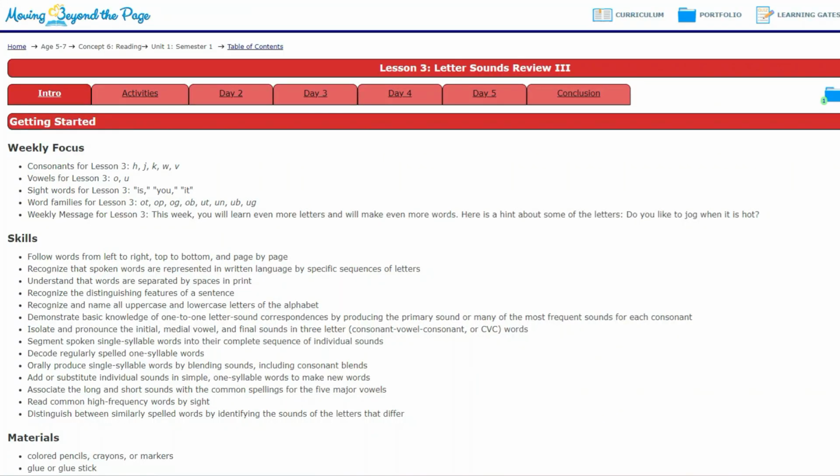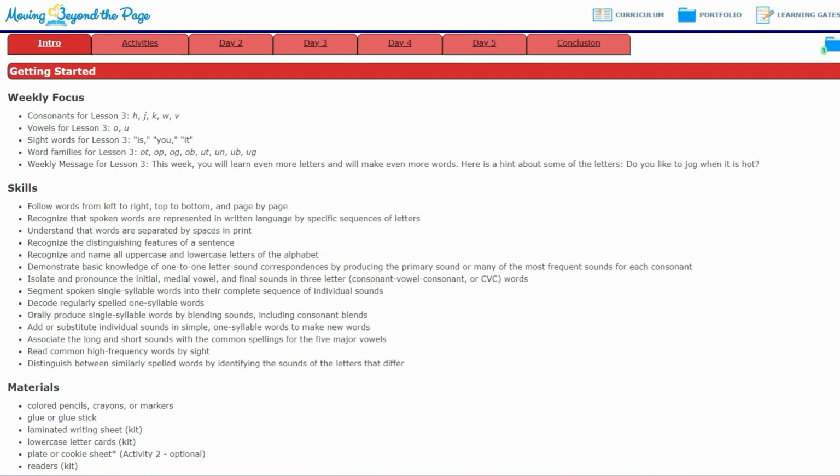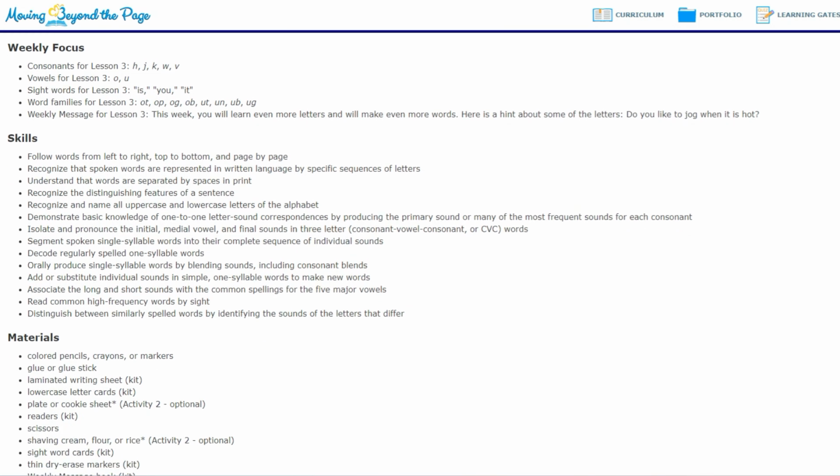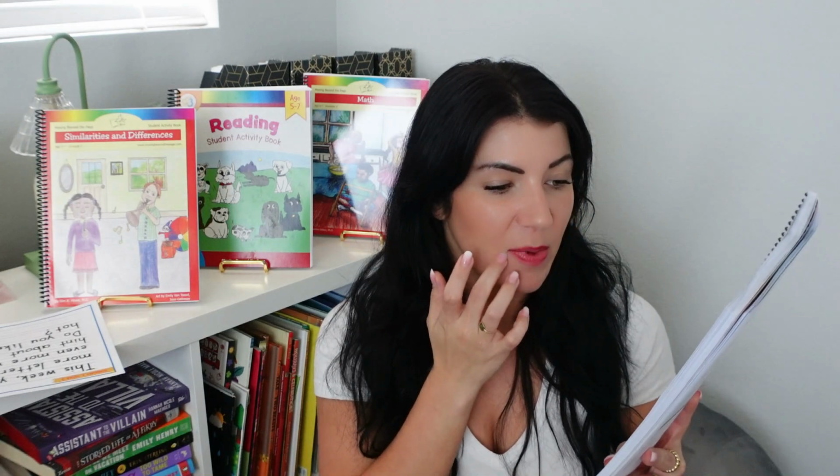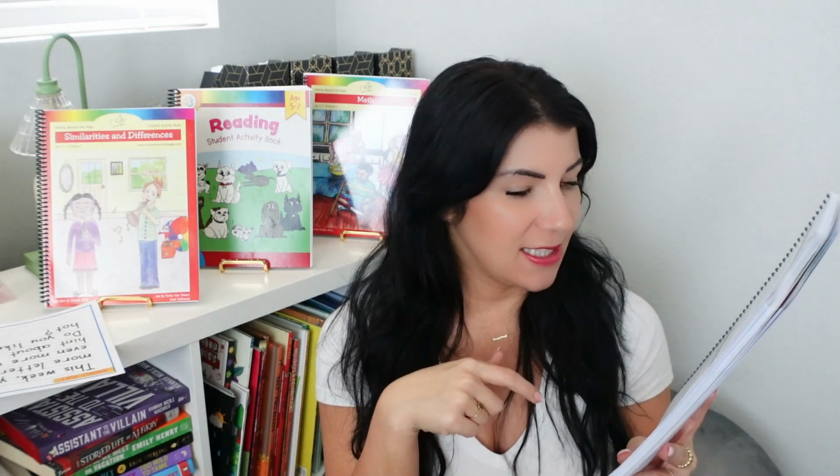So again, getting started, we have our weekly focus, we have our weekly message, which I'll get into in just a moment. We have our materials list, everything that's included in the kit or anything that we may need to do. There is an activity this time, activity 2, which I don't know if it's in today's or tomorrow's lesson, but it does call for like shaving cream, flour, or rice. So that does sound like it's going to be a very hands-on activity.